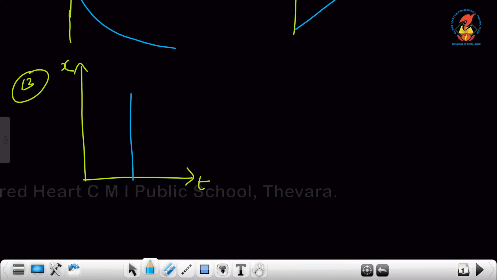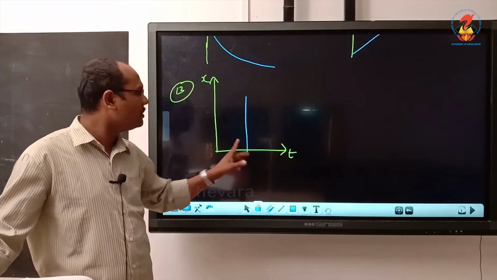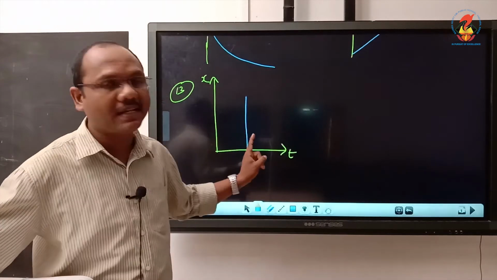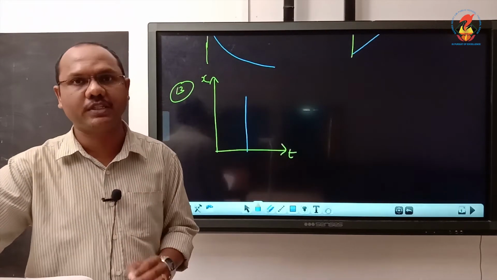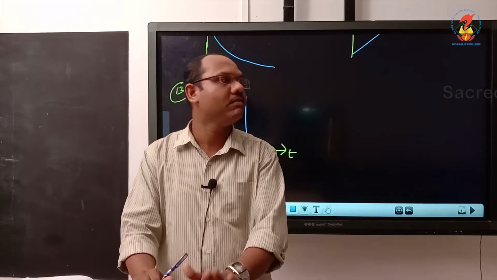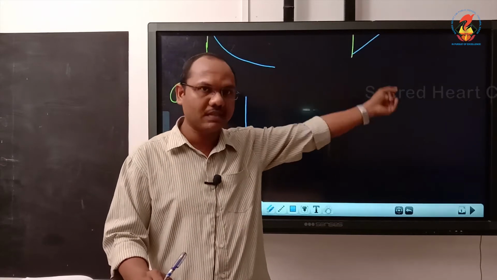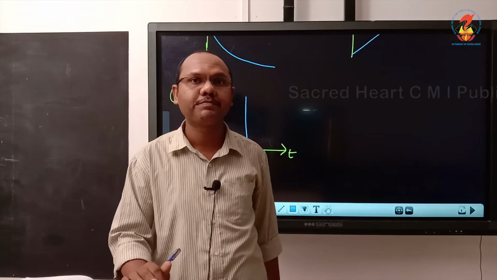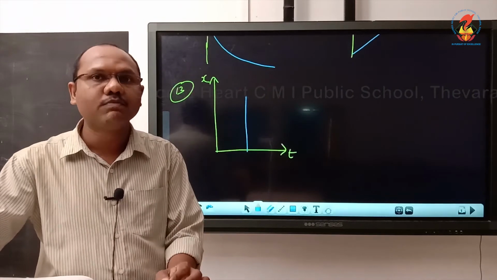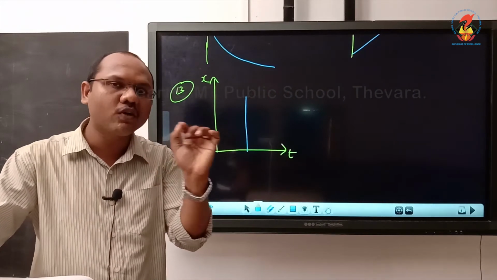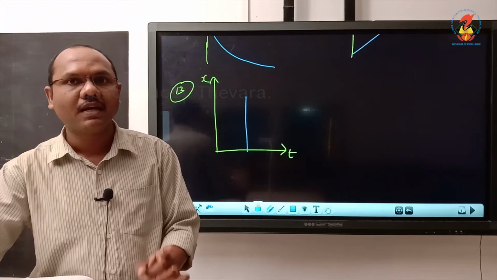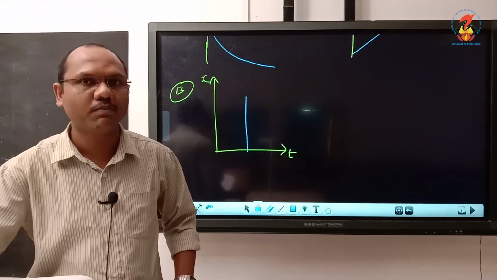See, here time is not changing, but the body is having infinite positions. This graph tells that the body is having infinite positions at one time. Example, I am staying in this classroom, at the same time I am staying in the other classroom, and at the same time I am staying in the third classroom. Is it possible? No. So this graph tells that the body is moving with infinite velocity, which is not possible. Write it properly. Body is moving with infinite velocity, which is not possible.